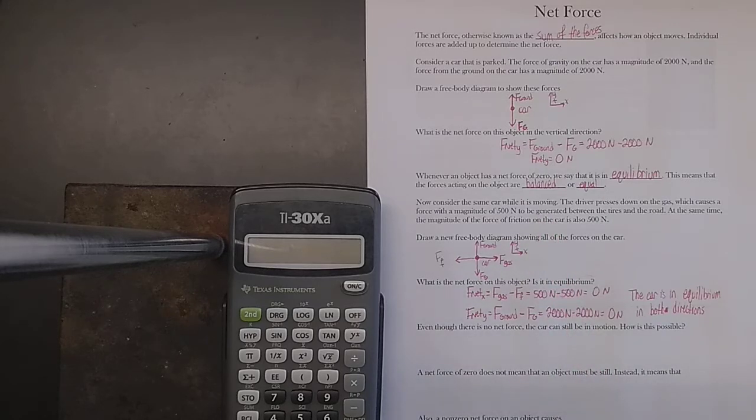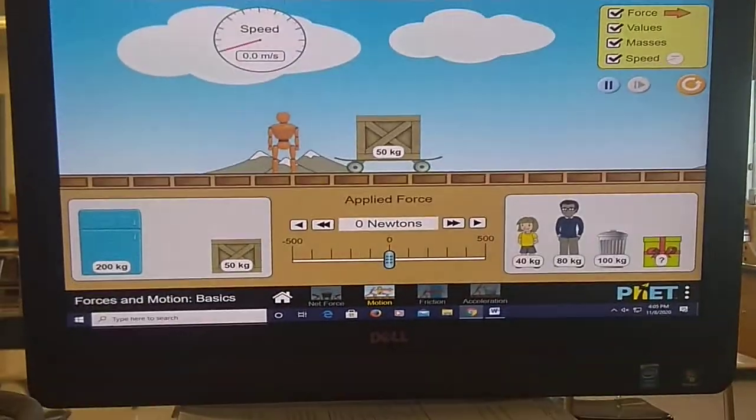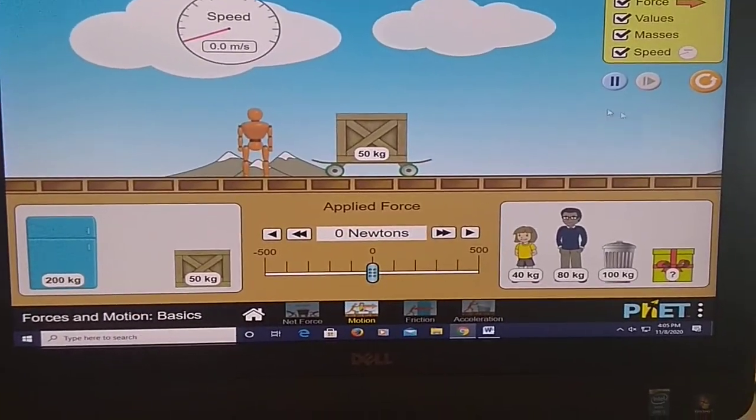This seems like a paradox. This seems like an oxymoron. But it's not. Okay? Just because something is in equilibrium does not mean it can't be moving. How is this possible? Well, let's go back to the simulation that you guys looked at in class, the PhET Forces and Motion Lab simulation. So here's what we're going to do.